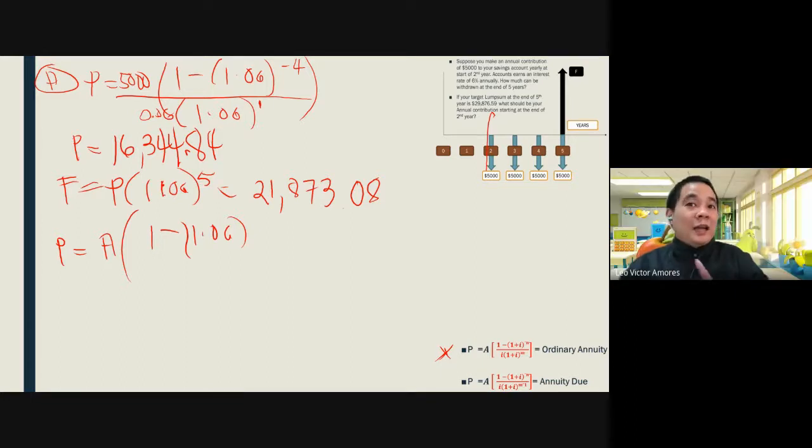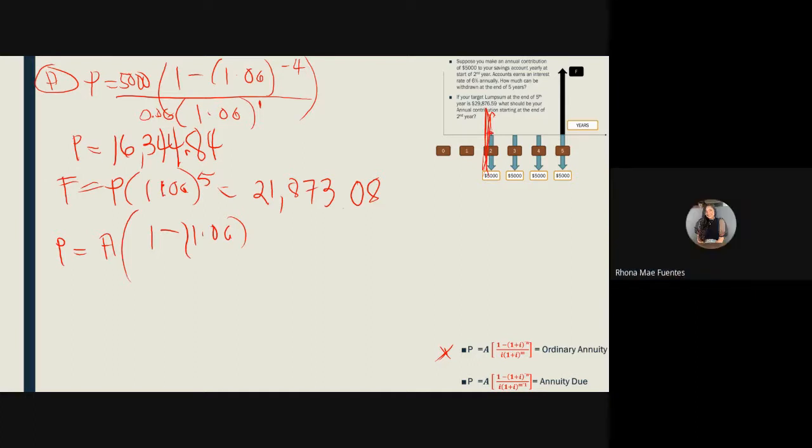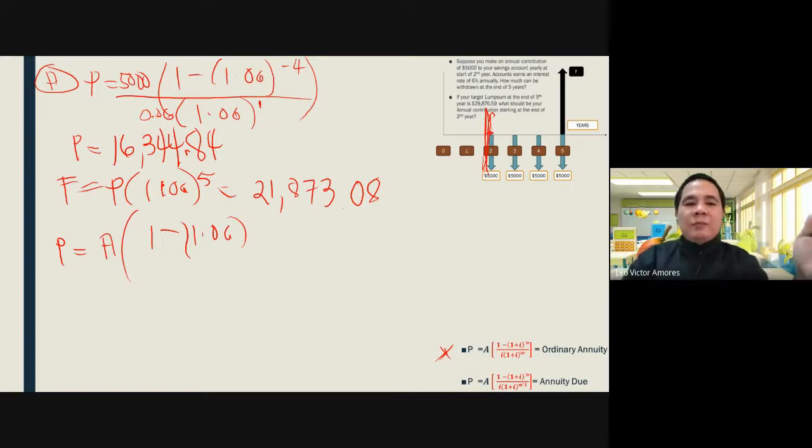Okay, since it is an annuity due, you get your value here, so the present value you get is at this point. Is the cash flow still at year 2, or does it move to year 1? It stays at year 2. Same problem, but we're trying to solve it using the same equation: 1.06 to the negative exponent 4, 1 minus that answer, divided by 0.06.